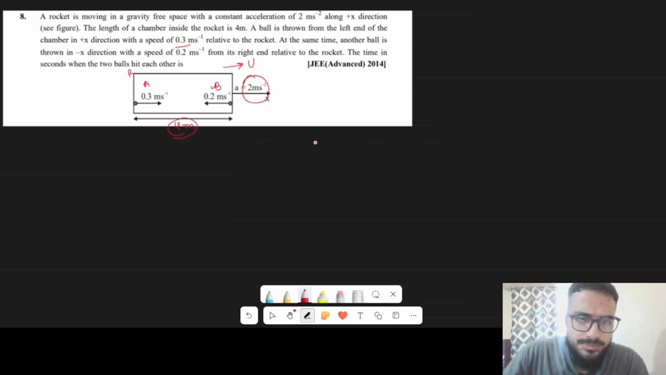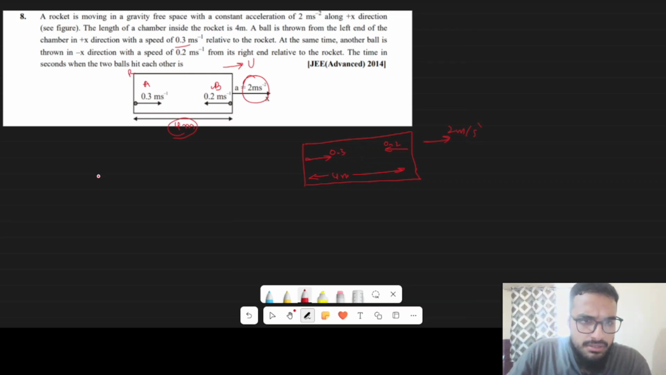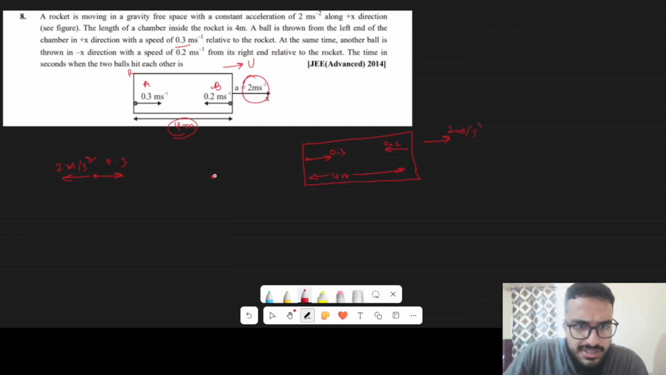So basically this is our chamber and that is 4 meters, and one ball is here thrown towards right at 0.3, and one more ball at the same time at 0.2. And there is an acceleration of 2 meters per second square. So let's solve it like the lift problems. We'll say we have one particle here, 0.3, and it has a minus acceleration of 2 meters per second square. The acceleration we give to the lift with respect to the rocket, isn't that the same concept of lift? Same for this 0.2, again 2 meters per second square.